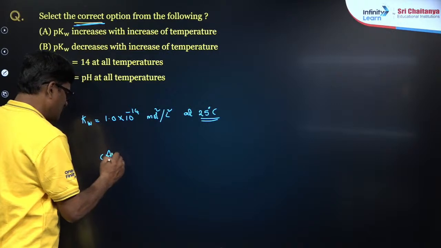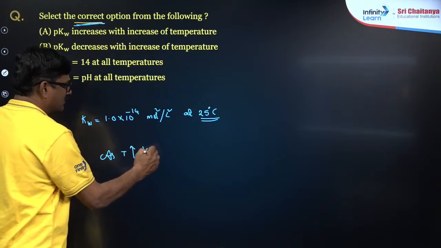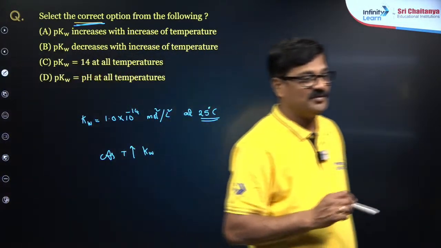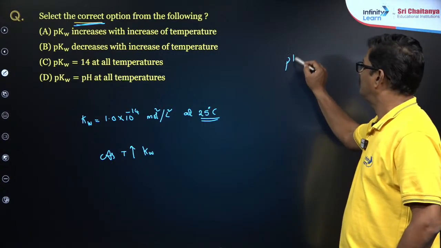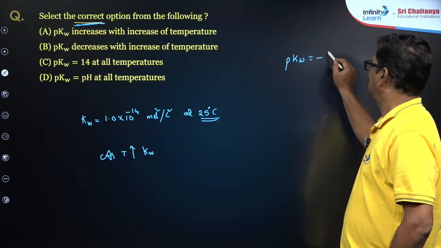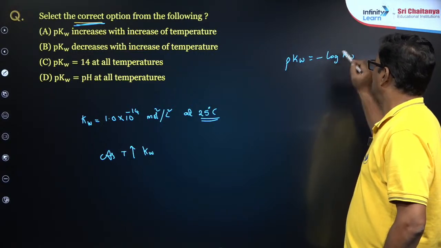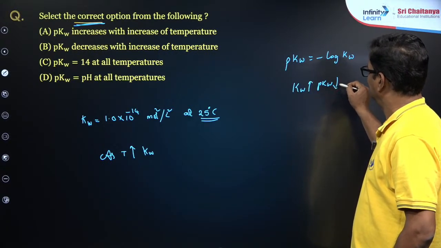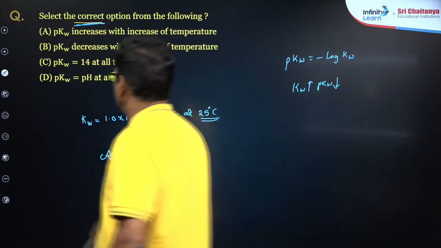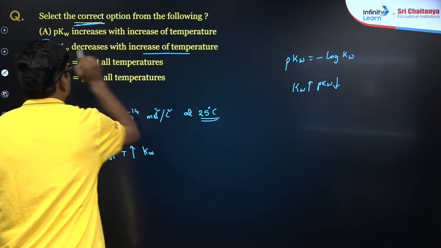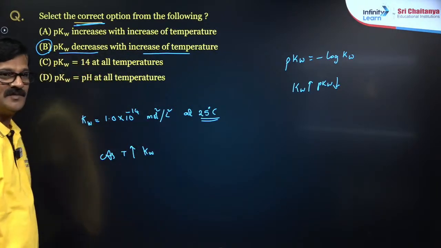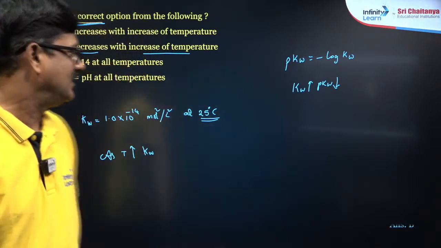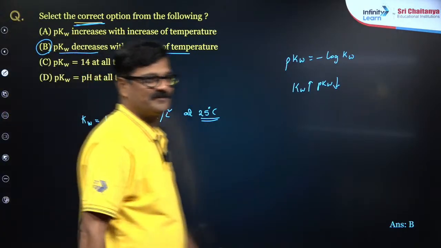So as temperature increases, Kw value increases, right? So also you see pKw, students, pKw is equal to negative log Kw. So as Kw value increases, pKw value decreases. Fine. So I just want to say pKw value decreases with increase in temperature. It's a trap actually. Any doubt? My answer is B for this question. Fine.